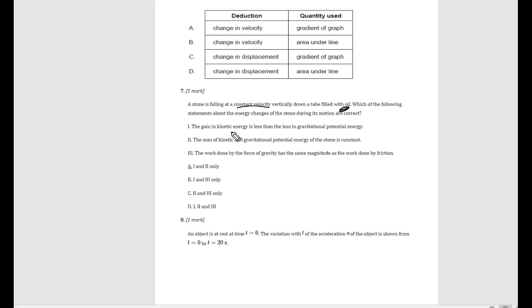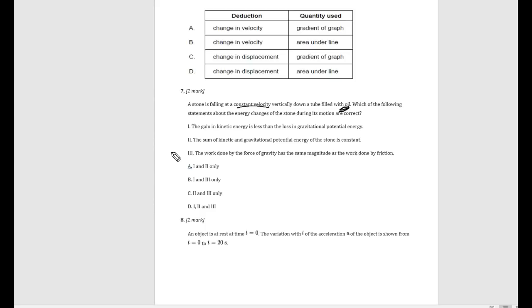The gain in kinetic energy is less than the loss in gravitational potential energy. Okay, in other words, is it true that the stone, as it falls, ends up with less kinetic energy at the bottom than it had in potential energy at the top?